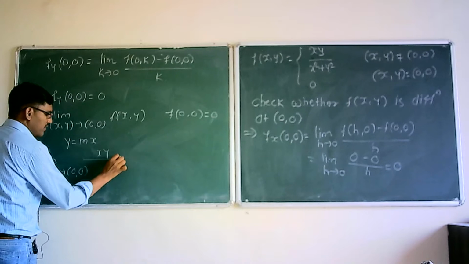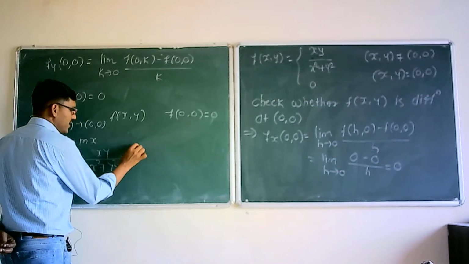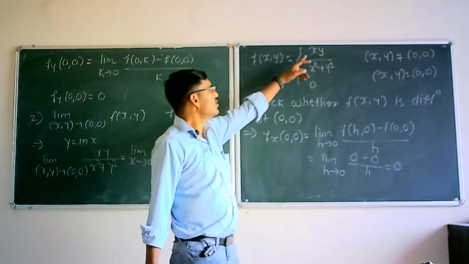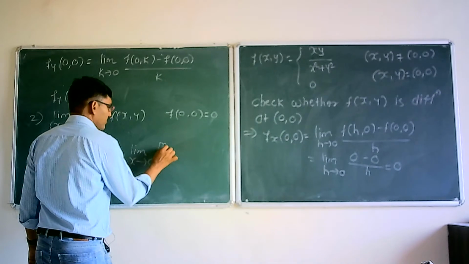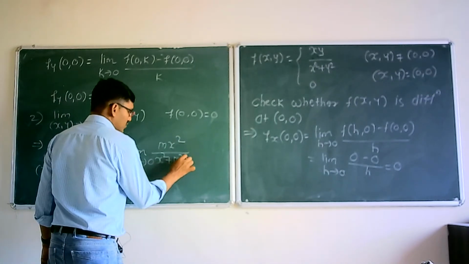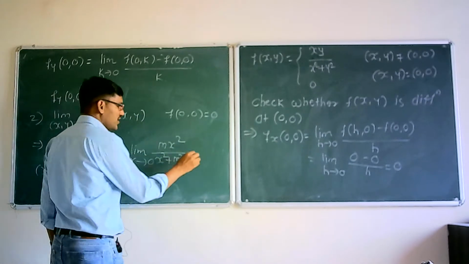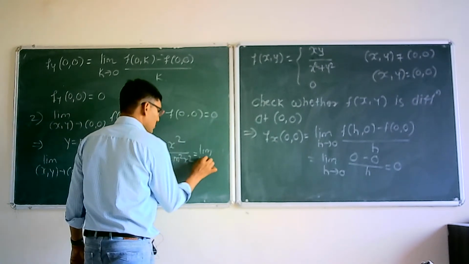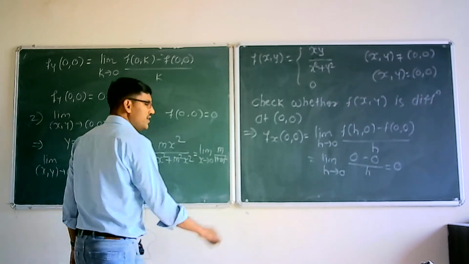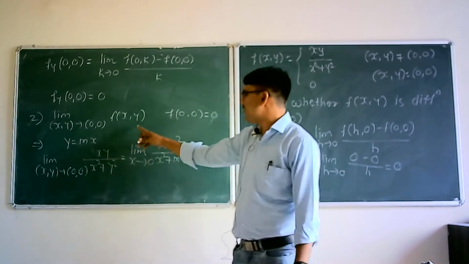xy divided by x square plus y square is equal to limit x tends to 0, put y equal to mx here. So you will get mx square divided by x square plus m square x square. If you cancel x square from numerator and denominator, you will get limit x tends to 0, m divided by 1 plus m square, and this limit depends on the value of m. Means what? Limit is not unique, and therefore this limit does not exist.